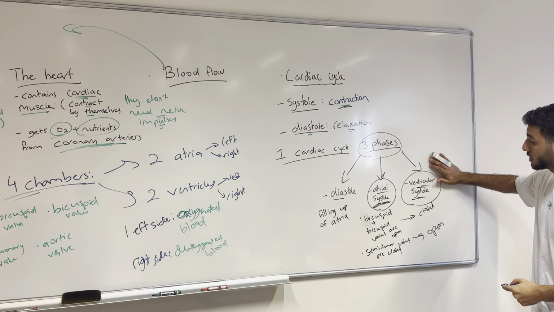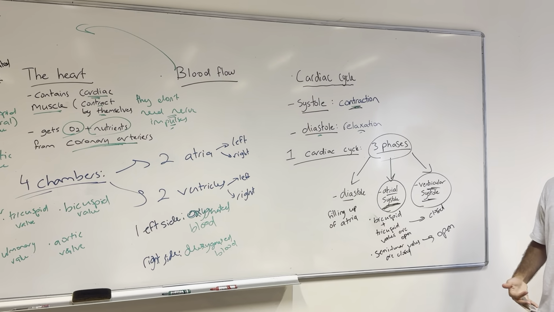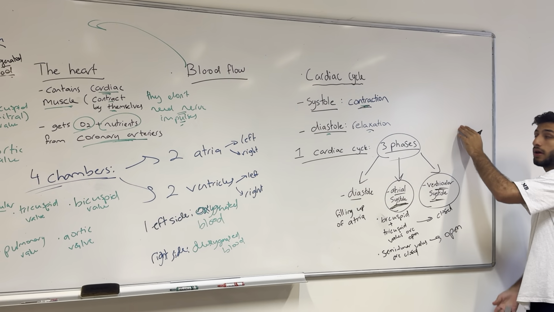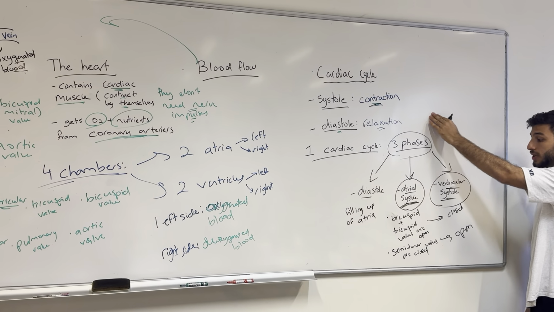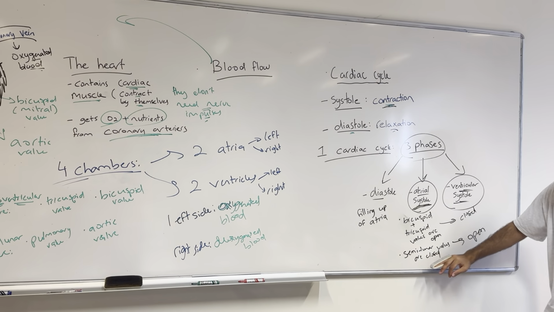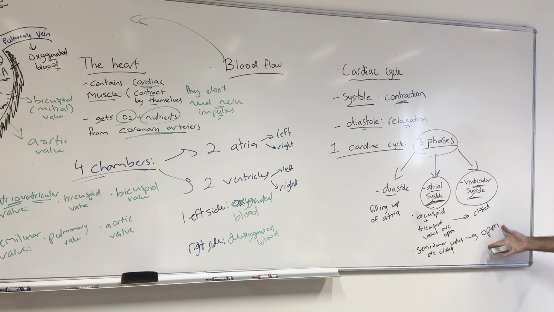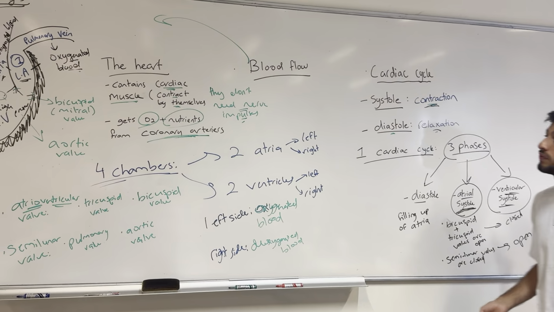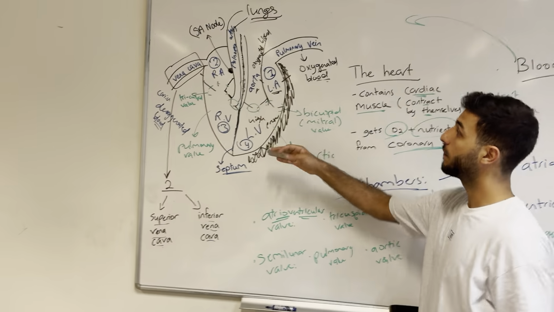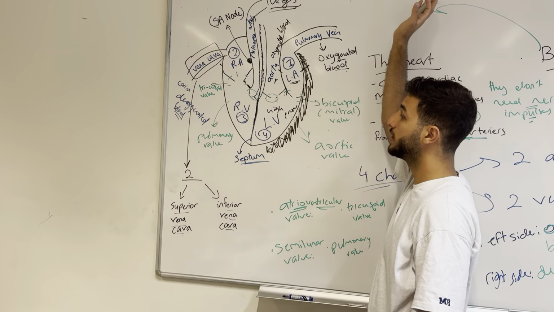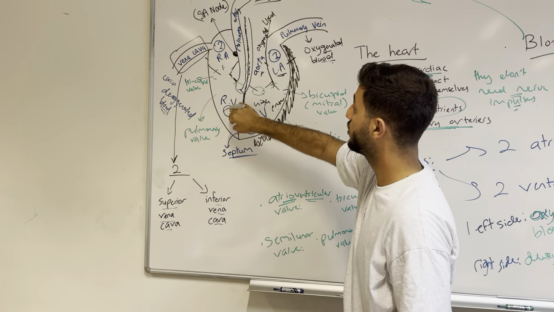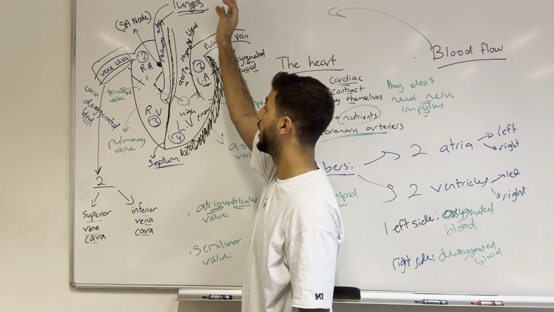So in ventricular systole, we have a higher pressure in the ventricles than in the aorta and the pulmonary artery, which is going to lead to the semilunar valves opening up, allowing blood to move from the left ventricle into the aorta and then into the body, and then from the right ventricle into the pulmonary artery and into the lungs.